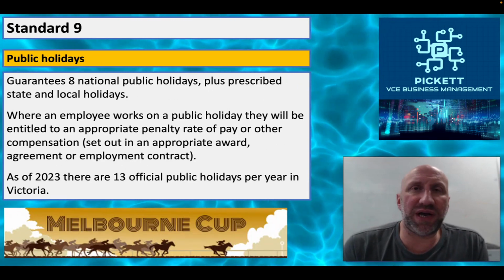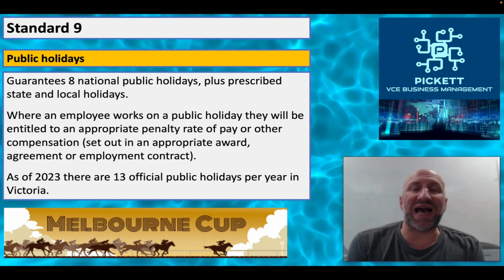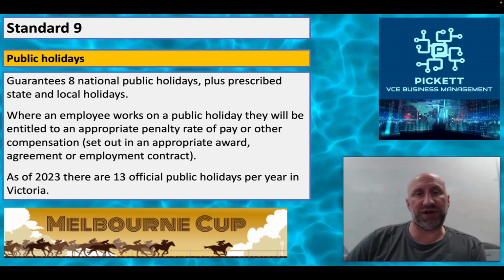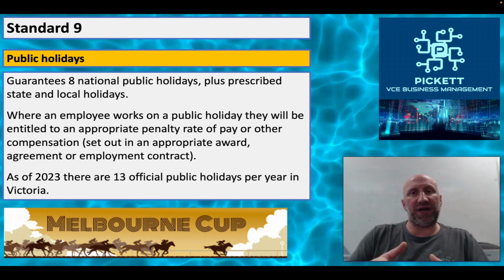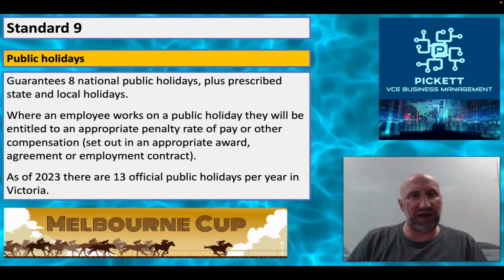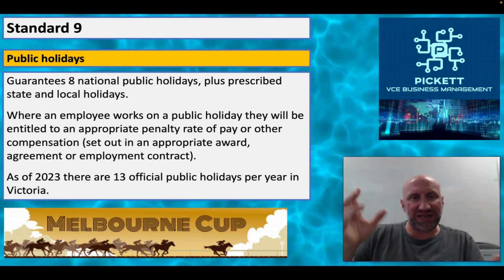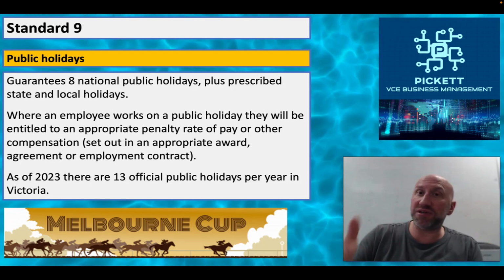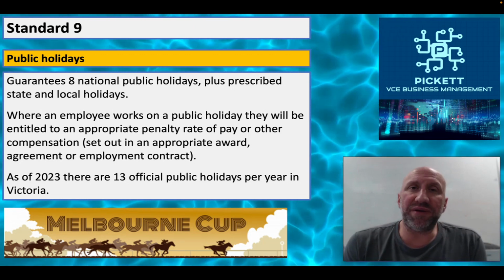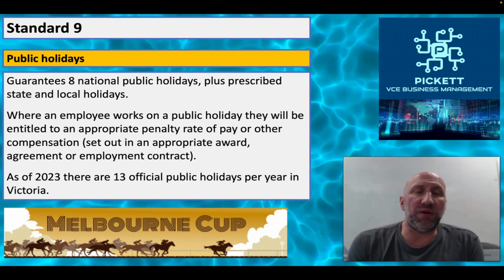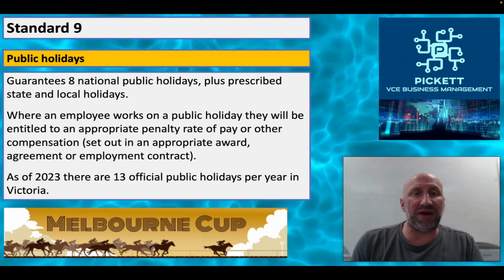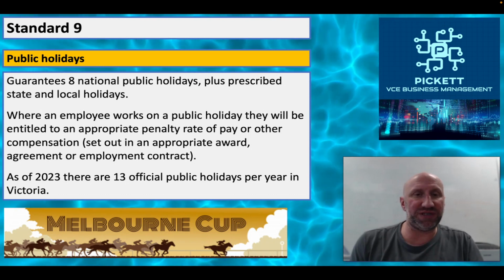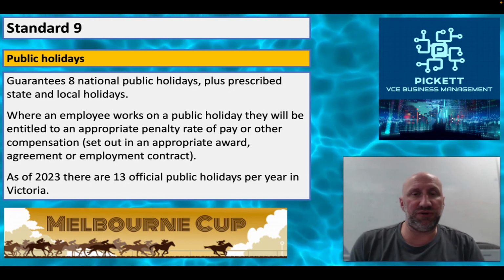Standard 9, public holidays. Look, this one guarantees the 8 national public holidays, plus the prescribed state and local holidays. So there are 8 public holidays which apply right across Australia, and then each state and territory has an additional 4 or 5 as well. So this guarantees those. Where an employee works on a public holiday, these standards guarantee that an appropriate penalty rate or other type of compensation is provided to the employee.